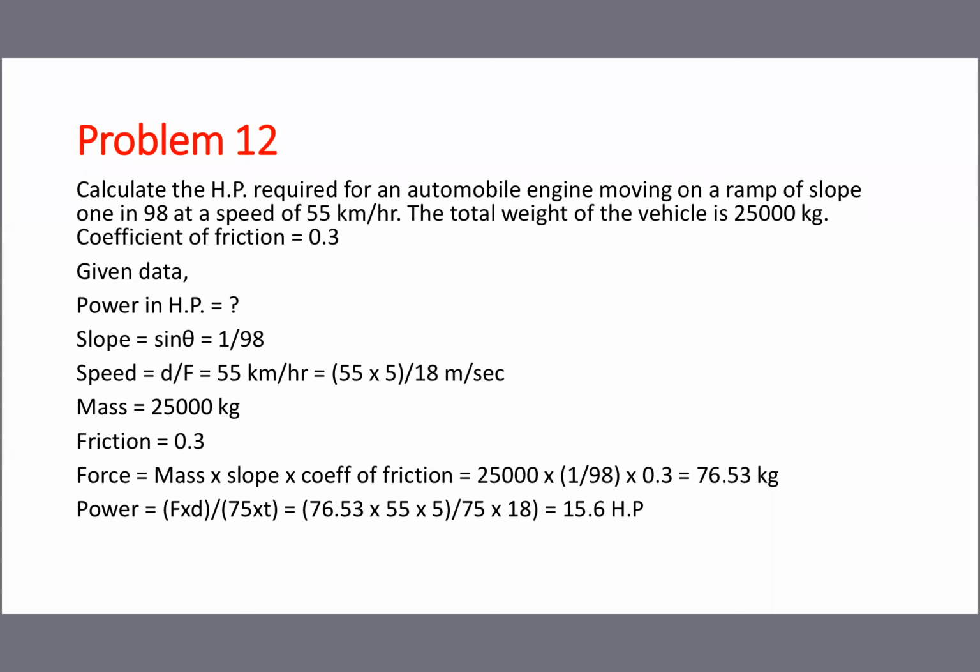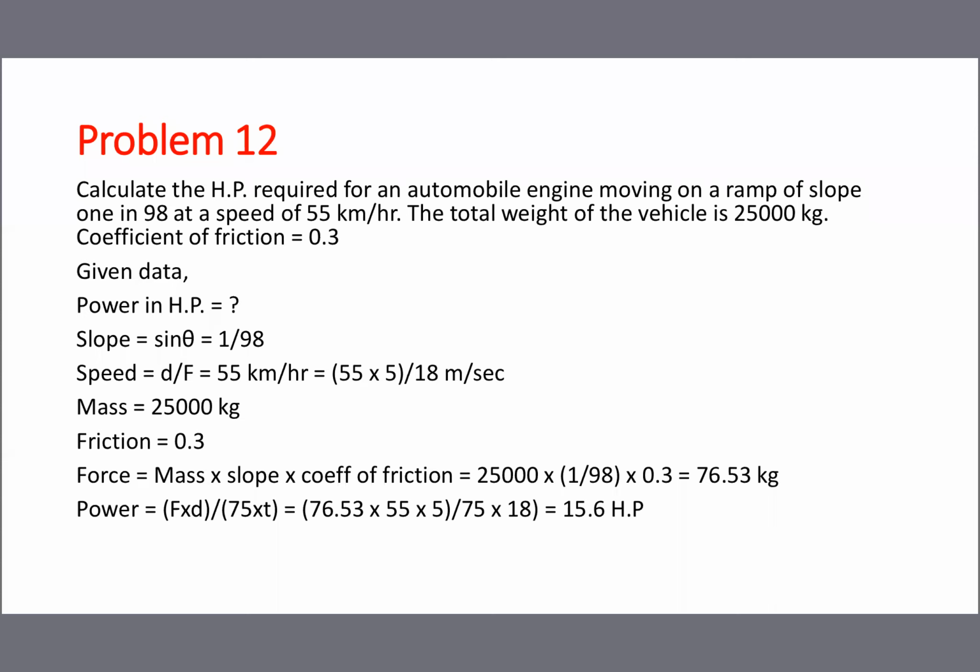Calculate the HP required for an automobile engine, that means a lorry or truck, moving on a ramp of slope. It is going on a slope, that is an inclined plane, like a hill station. You have seen some hill station. Ramp of slope 1 in 98 means slope value 1 in 98. We know slope value is sin theta, which is 1 by 98.